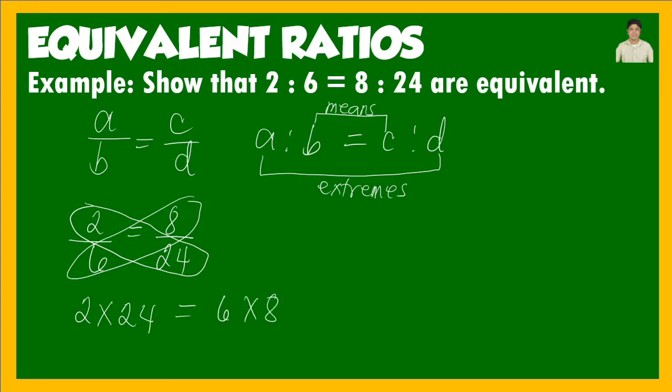If we multiply 24 by 2, 4 times 2 is 8, 2 times 2 is 4. So, the answer is 48. The product of 6 and 8 is also 48. So, as you can see, we got the same product in the cross multiplication. Therefore, 2 is to 6 and 8 is to 24 are equivalent.